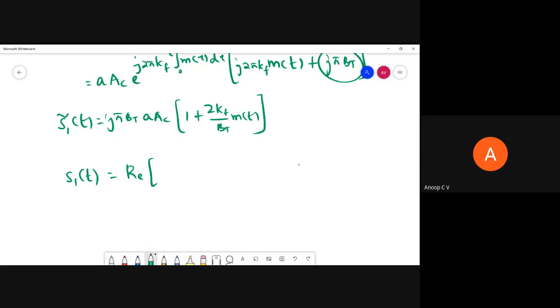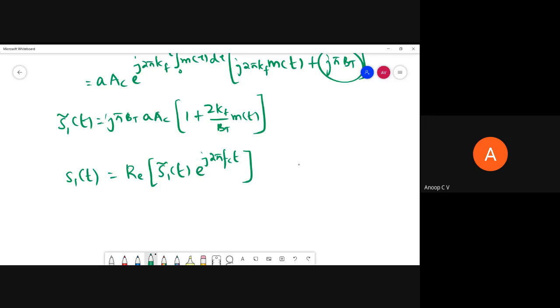So the real part of it will be the real part of s1 tilde of t, right? We also omitted an e power j 2 pi fct, so I should introduce that e power j 2 pi fct here, to get s1 tilde of t from s1 of t.